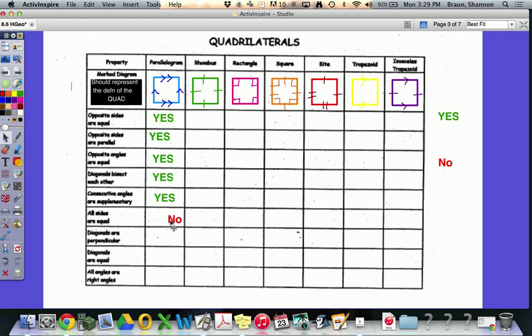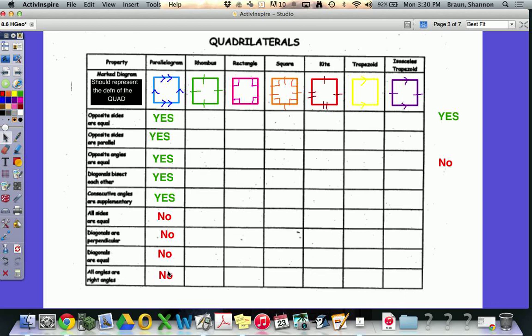And so you want to say yes only if it's always true. Diagonals are perpendicular, that's not always true in a parallelogram, so my answer is no. The diagonals are equal, same thing, not always true. And the angles are right angles, not always true. So the big key as you're filling this out is to realize that the only time I answer yes or true is if it's always true for that quadrilateral.